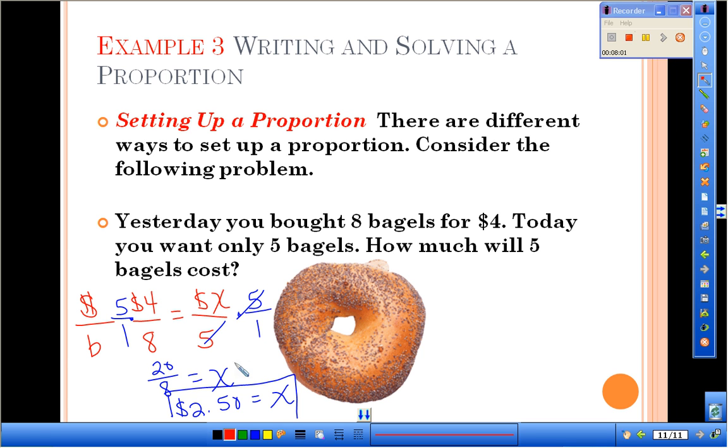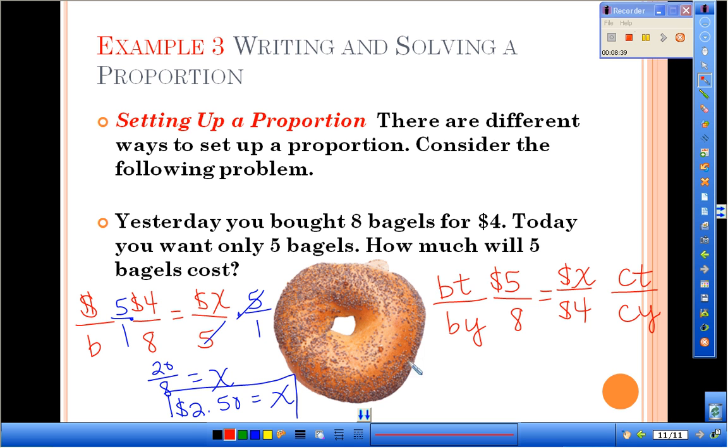Now, there's another way to write the proportion. This time I'm going to compare the number of bagels I'm buying today compared to the number of bagels I bought yesterday. So today I only want 5. Yesterday I bought 8. So that's my comparison. And we're going to compare it to the cost of today compared to the cost of yesterday. So the cost today, that's what we're looking for. So that's going to be our variable. That's our unknown quantity. And then the cost yesterday was $4.